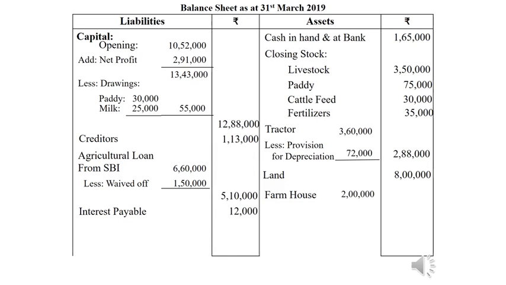Then farmhouse depreciation is there, 2 lakhs less depreciation 10%, 20,000. So 1,80,000 is the value of farmhouse. So these are the items which we'll find on the balance sheet. Total up both sides, 19,23,000 and 19,23,000. So that's it. The balance sheet has been tallied.